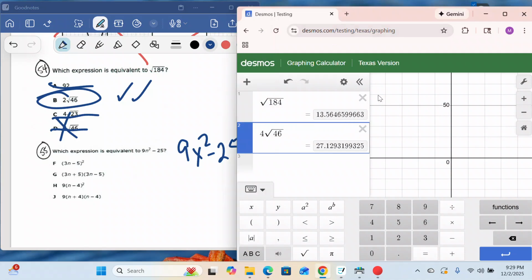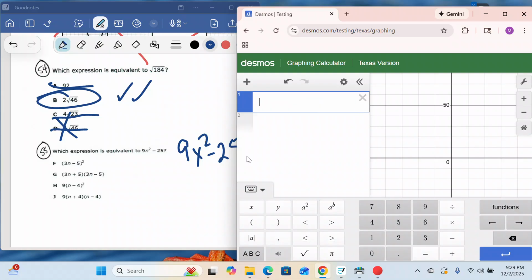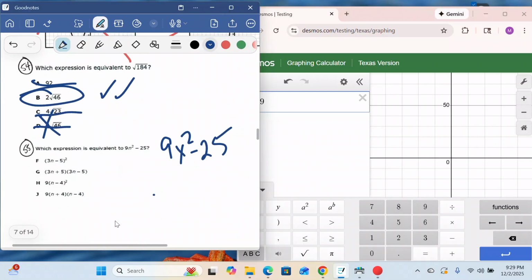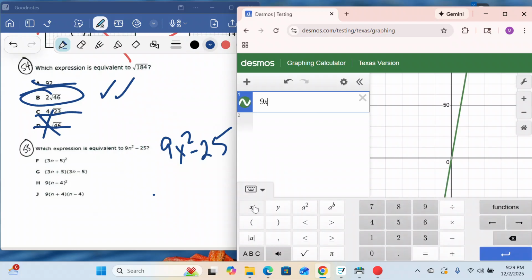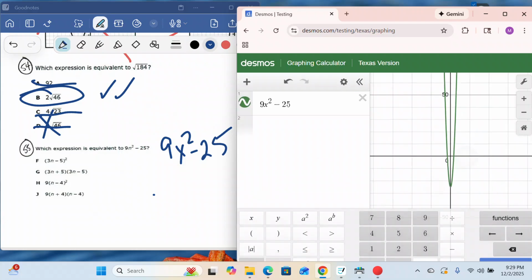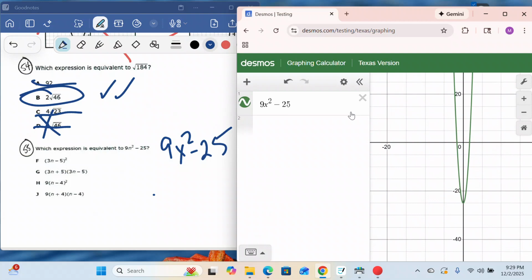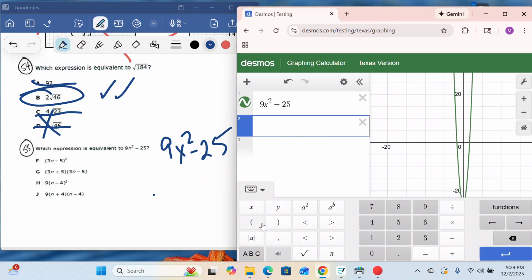Okay, let's do 55. So I'm going to go ahead and scratch those out. And I'm going to go ahead and which expression is equivalent to 9n squared minus 25. So all I'm going to do is input 9x squared into decimals. Let decimals do the work for us. Minus 25. There it is. And remember that I got to make sure that they are equivalent. So I'm going to input every single one of them. And I'm going to go ahead and check to see if it is correct.